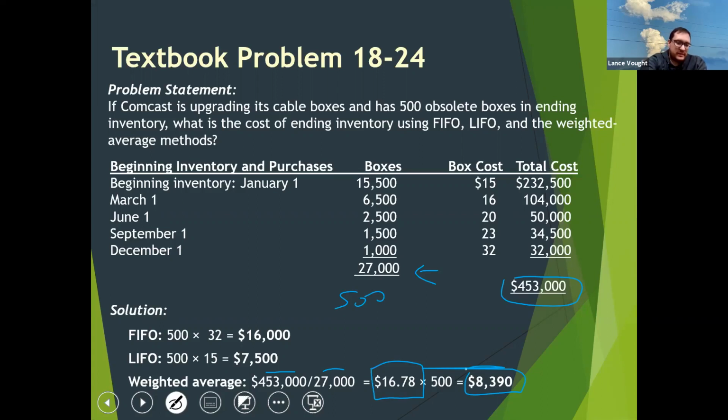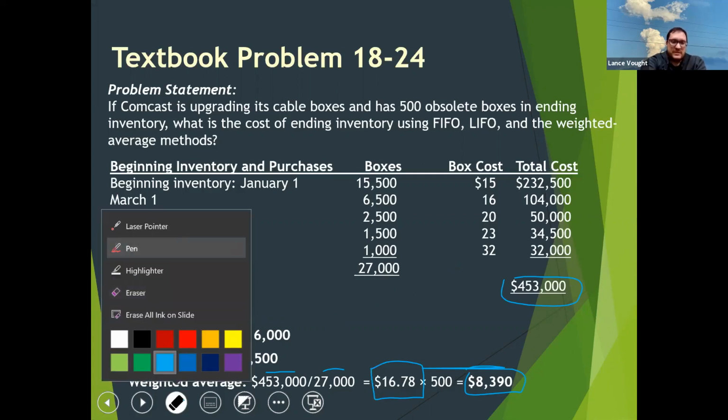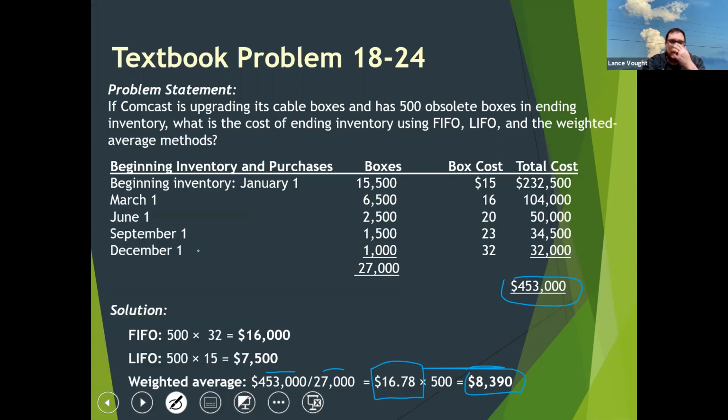If we want to calculate the cost of the inventory using FIFO, that means we're doing first in, first out, and we only have 500 units remaining at the end. So we're going to get rid of this, this, and then half of this, and you're left with 500 left over. The cost of those boxes were all $32, so you just do 500 times 32, which is $16,000.